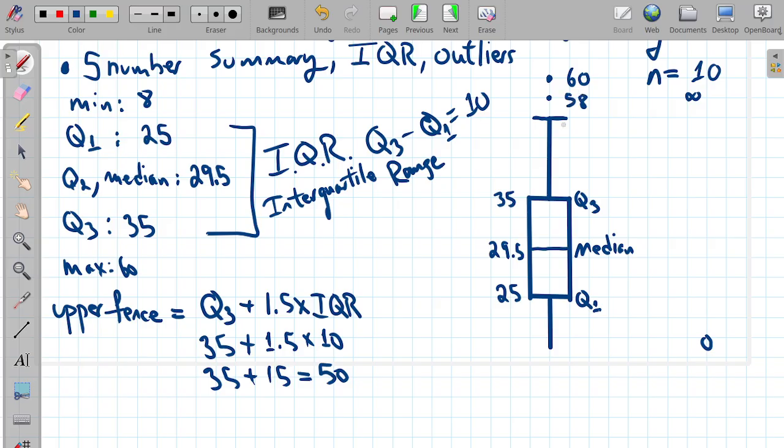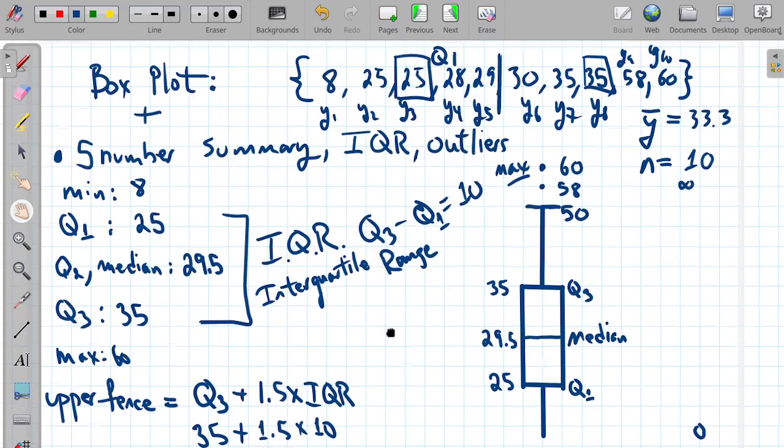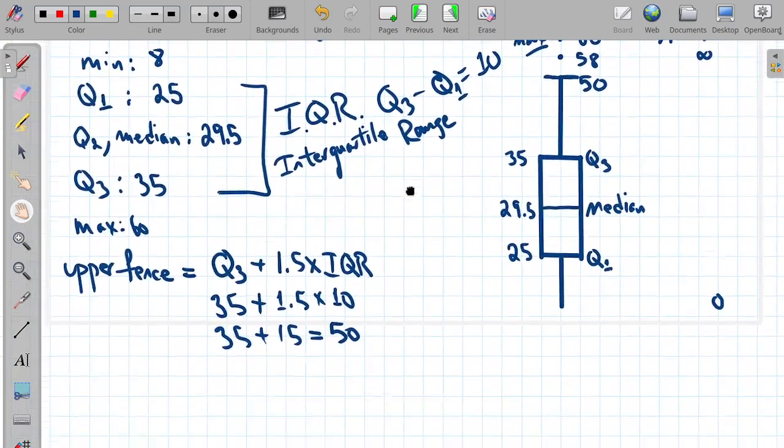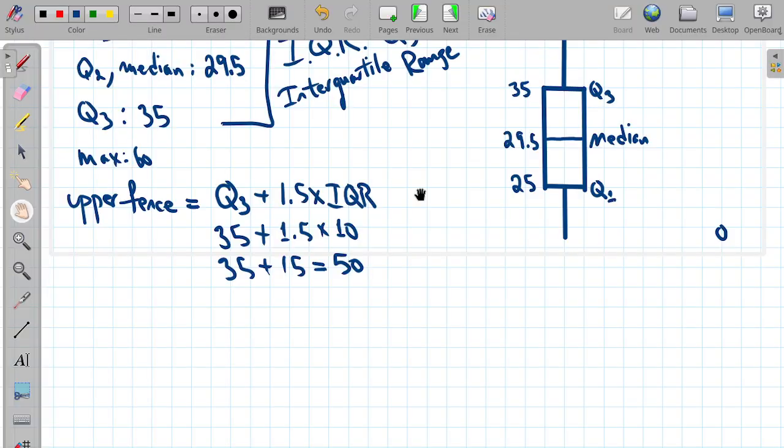The fence is at 50. So let's just call this the maximum value right there. The fence, we'll just label that for clarity, that's at 50. Now we're going to do the same thing to find the lower fence and also whether there are any lower outliers. What's our two smallest values? We've got 8 and 25. I'm pretty sure 8 is going to be a lower outlier. Let's find out.